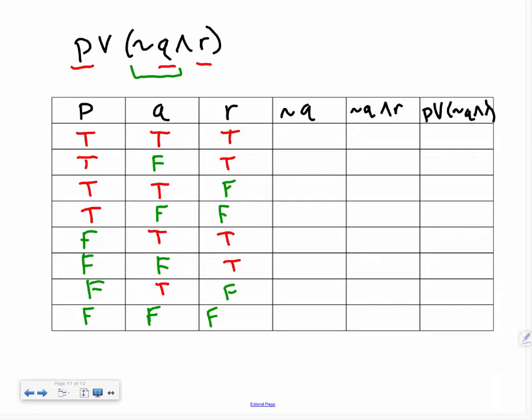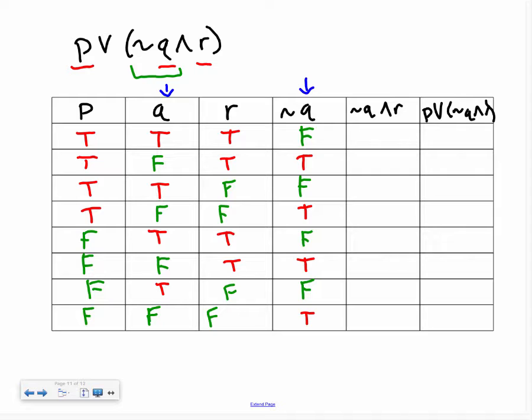Now, in order to make my not Q, all I have to do is look over here and write the opposite of what I have written in the Q column. So I can say, whenever there's a T in Q, that becomes a false over in not Q. And then whenever there is a false in the Q column, I just put a T in the not Q column. So now I have all of the information I need in order to finish solving for the next column.